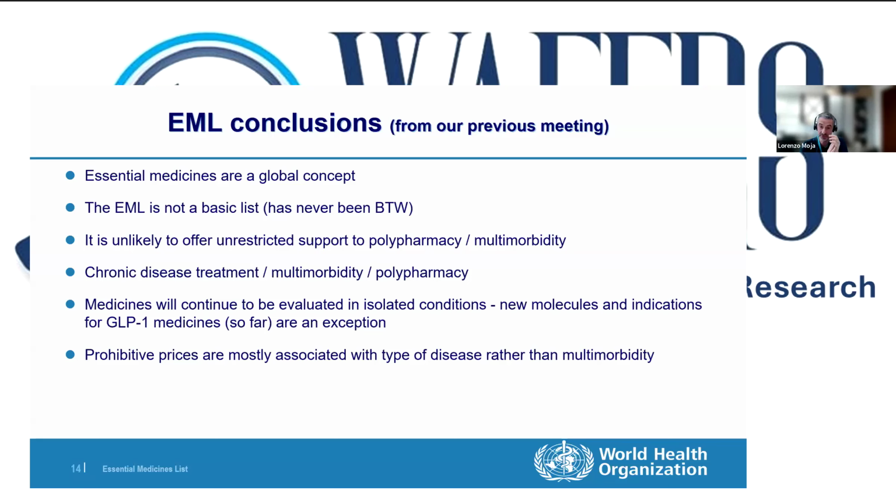I made a clear distinction between chronic disease treatments, multimorbidity and polypharmacy, and around the negative spin that is sometimes placed on multimorbidity, or even more on polypharmacy. I mentioned that medicines, at least in the EML, are evaluated as a medicine for an indication, and we usually don't review applications in which we sum up the number of indications. I concluded that the problem of price is associated with the type of disease, such as cancer or a rare condition, rather than multimorbidity.